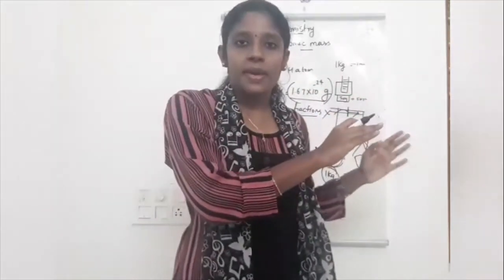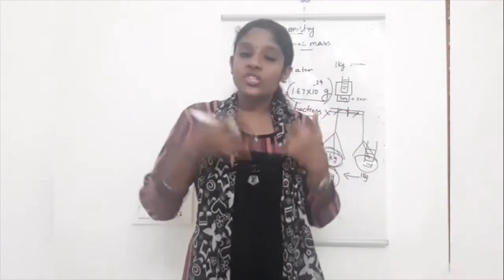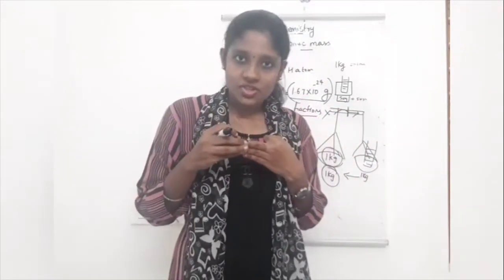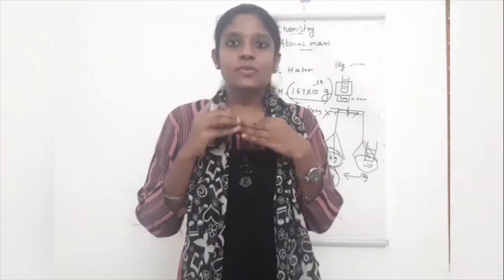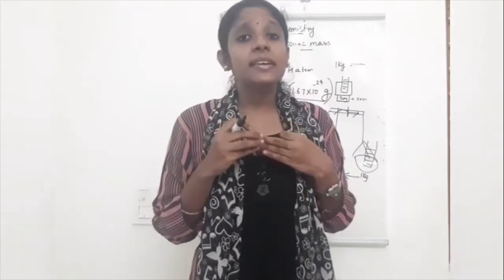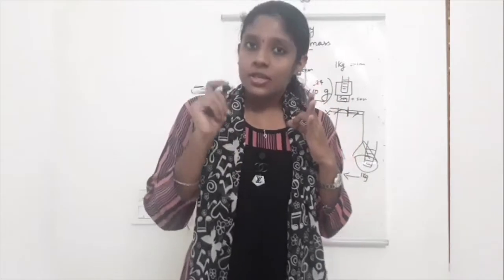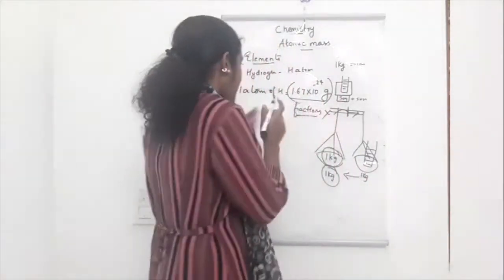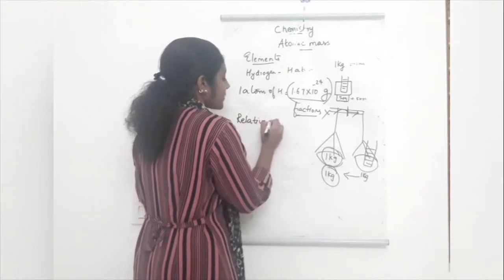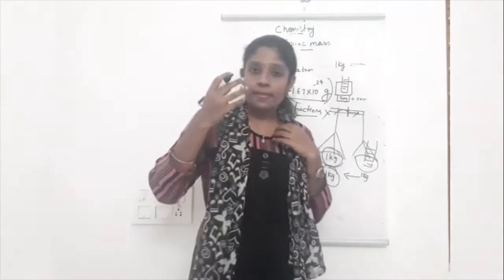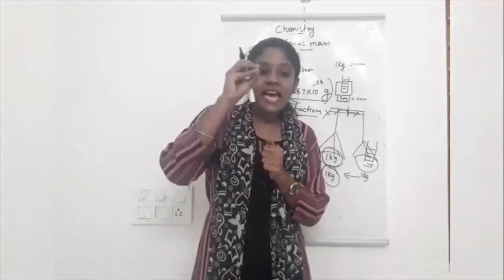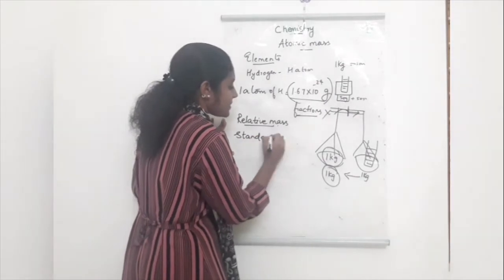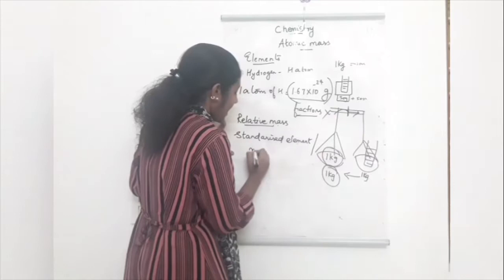So we have to compare with one element. Many discussions went on in chemistry about which element to choose. They failed with hydrogen, sodium and oxygen. Then the British chemist John Dalton, who proposed the theory with the six postulates we discussed, determined that relative mass can be used to determine the mass of atoms, and we can compare it with a standardized or reference element.